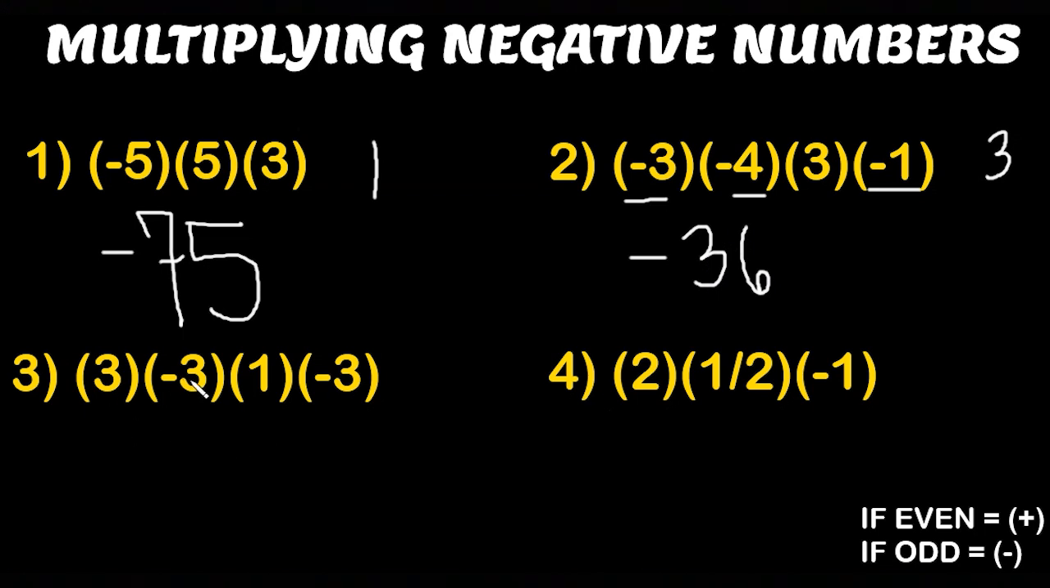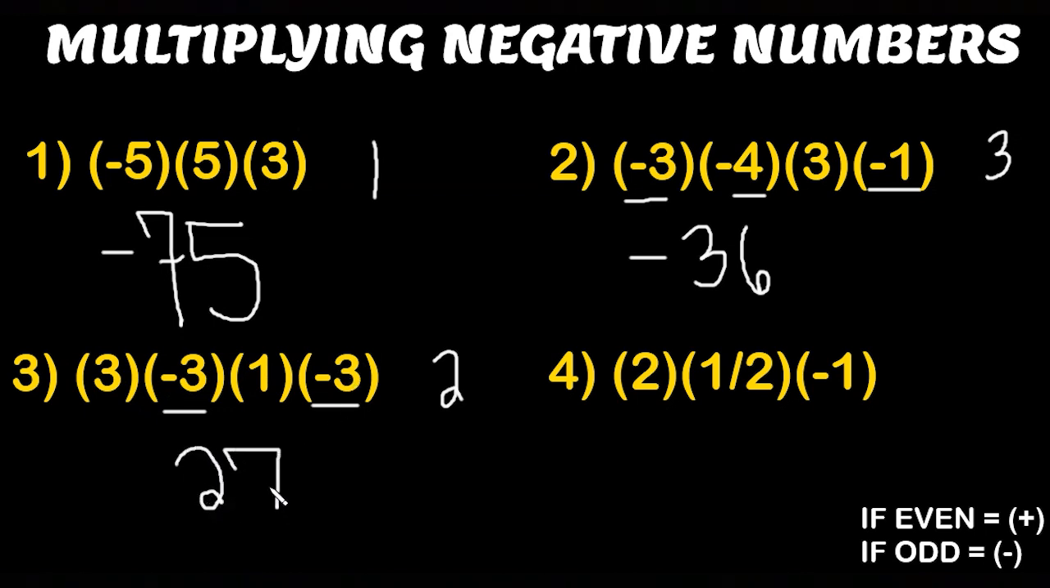Let's take a look at number 3. How many negative numbers do I have? I have 1, 2. 2 is even. The end result is going to be positive. So again, I'm going to assume now everything is positive when I multiply. 3 times 3 is 9. 9 times 1 is 9. And then 9 times 3 is 27. Again, positive 27, because we already know the end result.